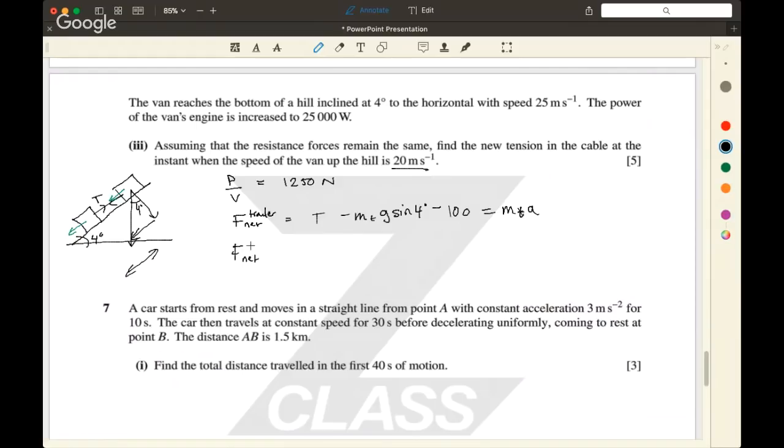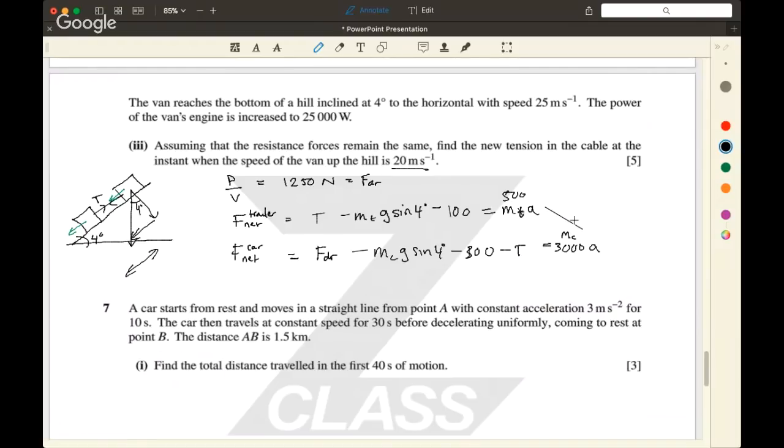Now the net force for the car, well, what's pulling it upwards? That's going to be the driving force. Sorry, this is the F driving. The driving force minus mass of the car times g times the sine of 4 degrees minus the friction force, 300, minus the tension, because the trailer's dragging it back via the tension. And this is equal to 3000 times the acceleration, where this is mass of the car. And that was 500.